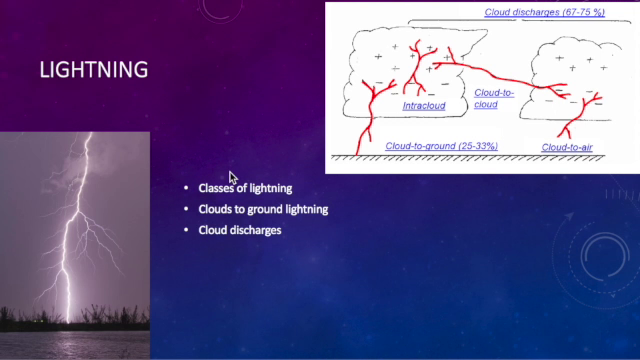Something to take into consideration is that cloud to ground discharges constitute only about 25% of global lightning activity, and about the other 75% do not involve the ground at all. Like in this image, we can see that these other ones are the cloud discharges, and there are different types: the intra-cloud that happens within the cloud, the cloud to cloud, and the cloud to air.